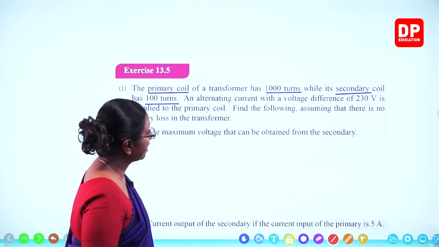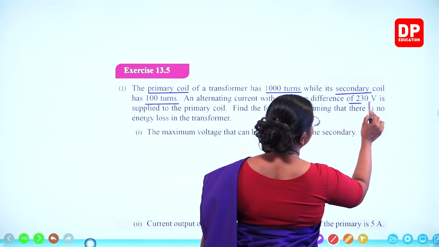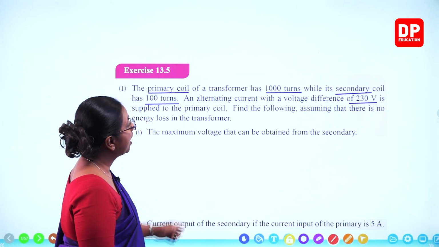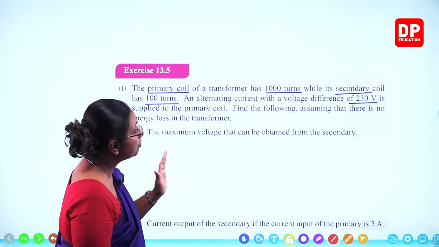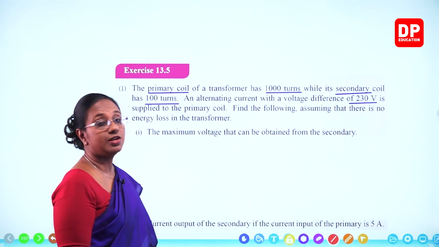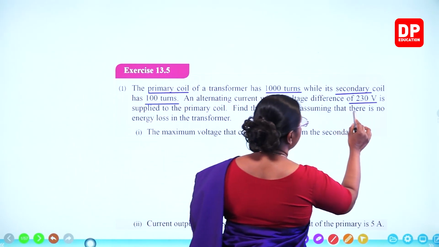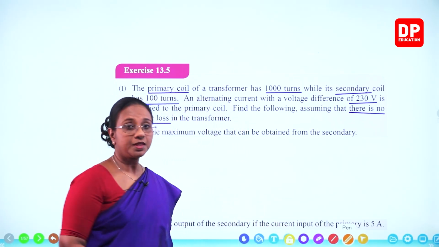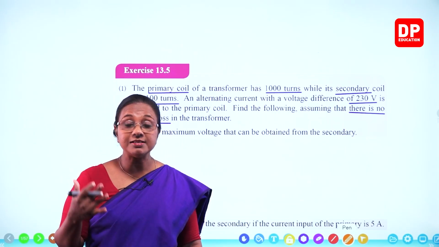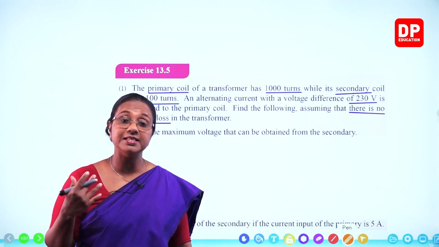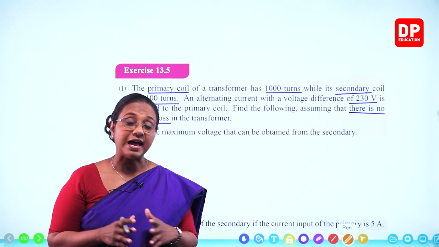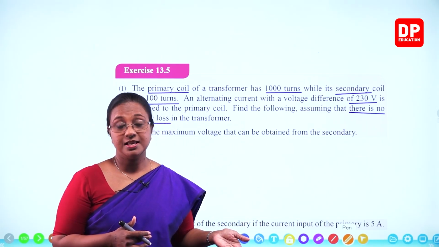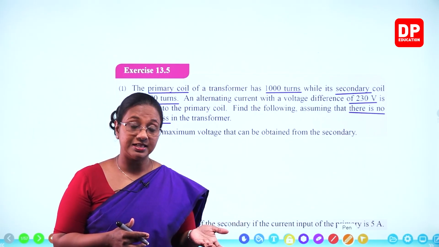An alternating current with a voltage difference of 230 volt is supplied to the primary coil. Find the following, assuming that there is no energy loss in the transformer. There is no energy loss. Why do we need to consider that? Normally there is a resistance for the conductors, internal resistance. Because of that, a certain amount of current will be used up against the resistance and it will be lost as heat energy.